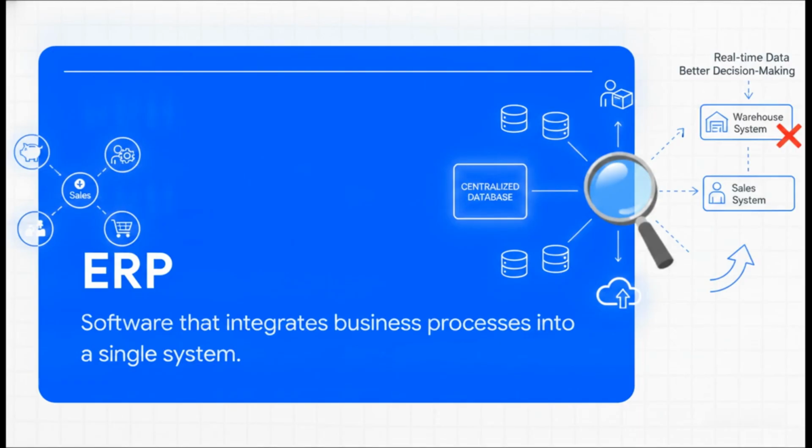Now, the absolute crucial keyword you want to drop in your interview here is centralized database. A huge mistake beginners make is forgetting that ERP's main goal isn't just about digitizing manual tasks. It's about bringing scattered departments into one real-time system so leaders can make better decisions. So, your big takeaway? ERP is all about real-time centralized integration.